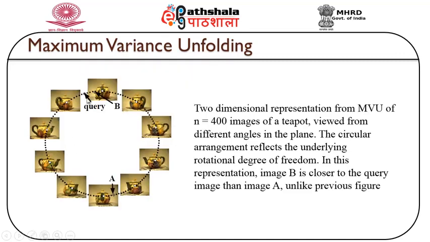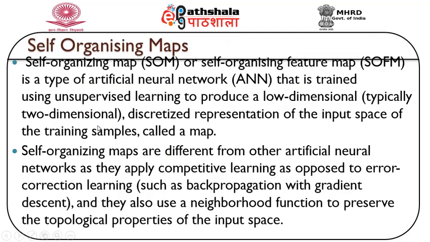of rotation. So, this is a maximum variance unfolding technique, two-dimensional representation of n equals 400 images of a teapot viewed from different angles in the plane. The circular arrangement reflects the underlying rotational degree of freedom, and in this representation, image B is closer to the query image than image A, unlike the previous figure as such.